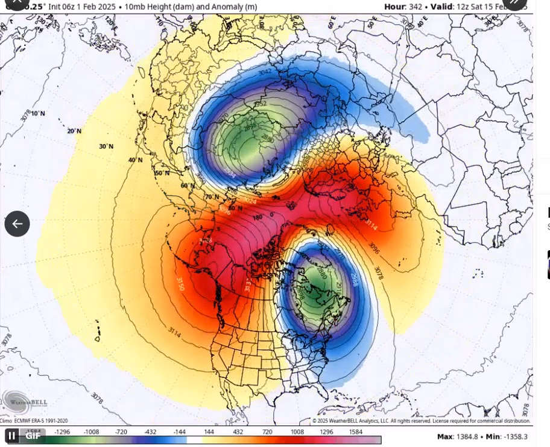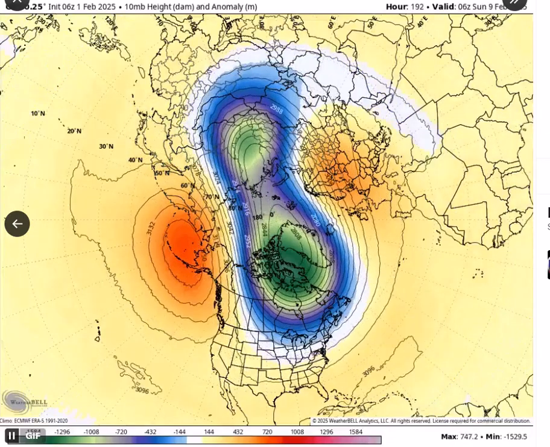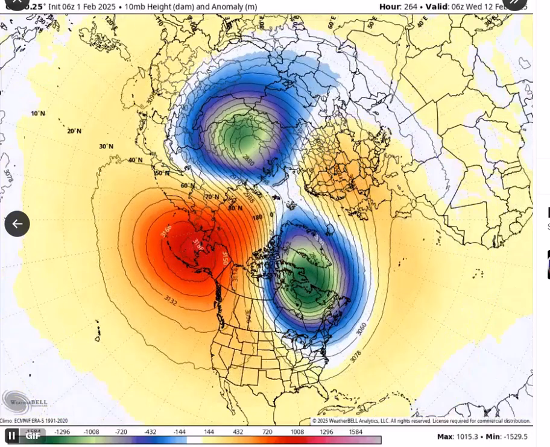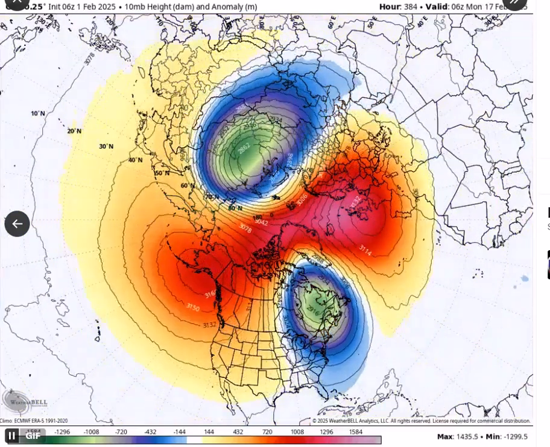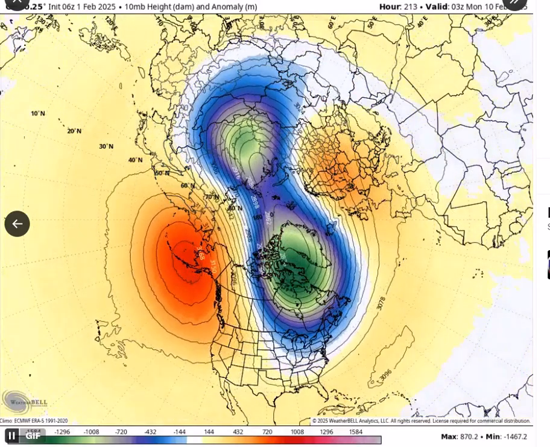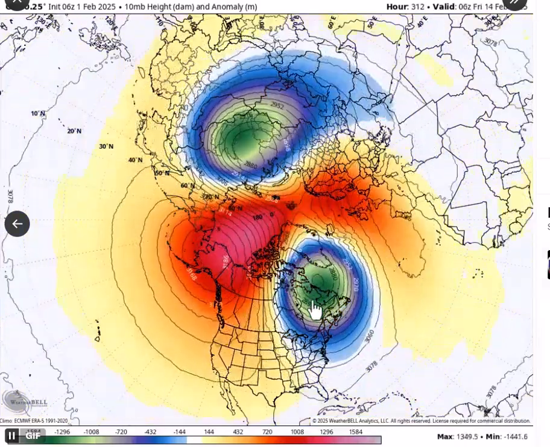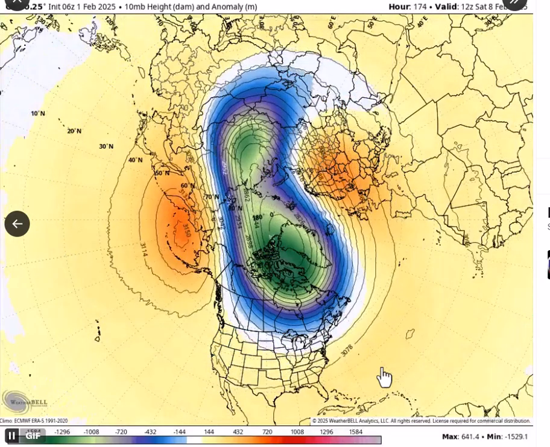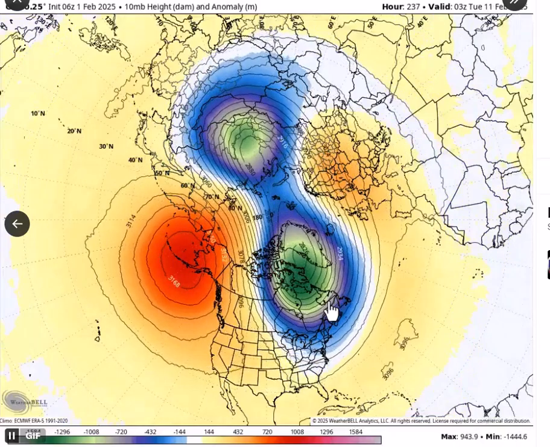Starting off here by looking at the 10 millibar height anomaly forecast maps from last night's run of the GFS. This is using WeatherBell analytics maps, and it was posted on X by BAM Weather. What we're looking at again are these 10 millibar height anomalies going into the middle part of February. You can see kind of a polar vortex split here by the time we get to the middle part of February. This last frame happens to be around February 17th or so.